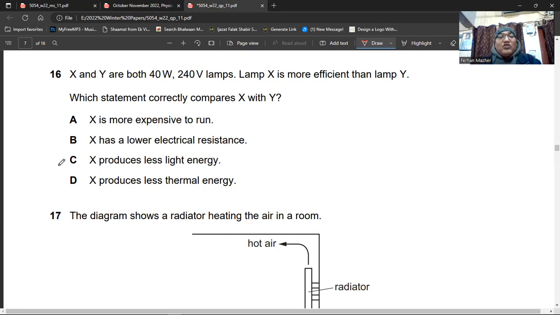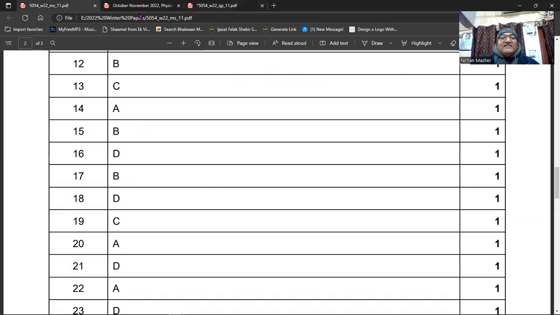So the options: X is more expensive to run. That cannot be the answer, because X is more efficient. X has a lower electric resistance. That cannot be the comparison. X produces less light energy. That is the useful energy, and because X is more efficient, it should produce more light. X produces less thermal energy. Yes, because thermal energy is a wastage of energy, so that should be least because X is the most efficient lamp. So the thermal energy produced, which is the wastage of energy, should be least. So 16 D choice.